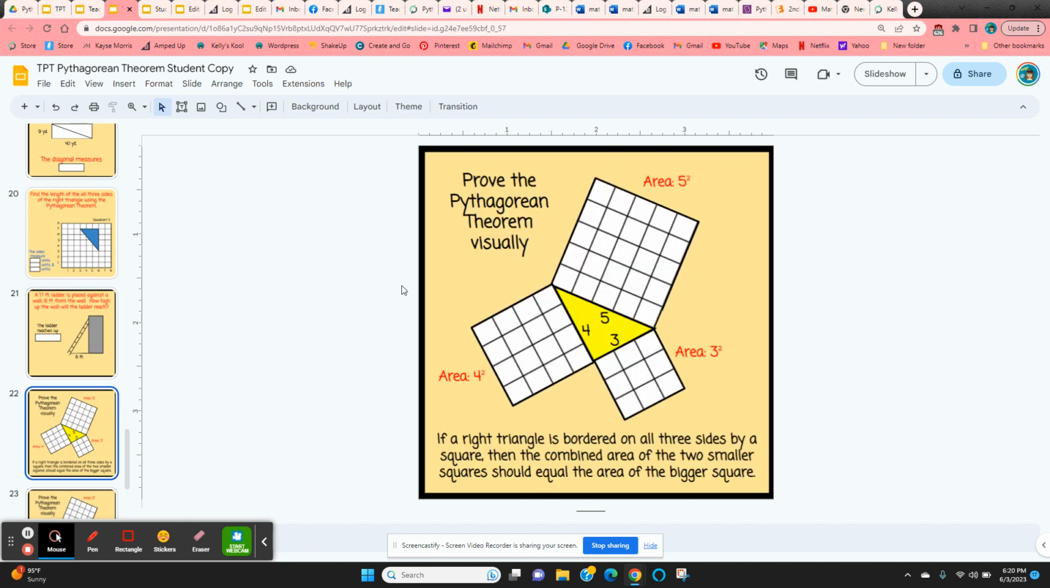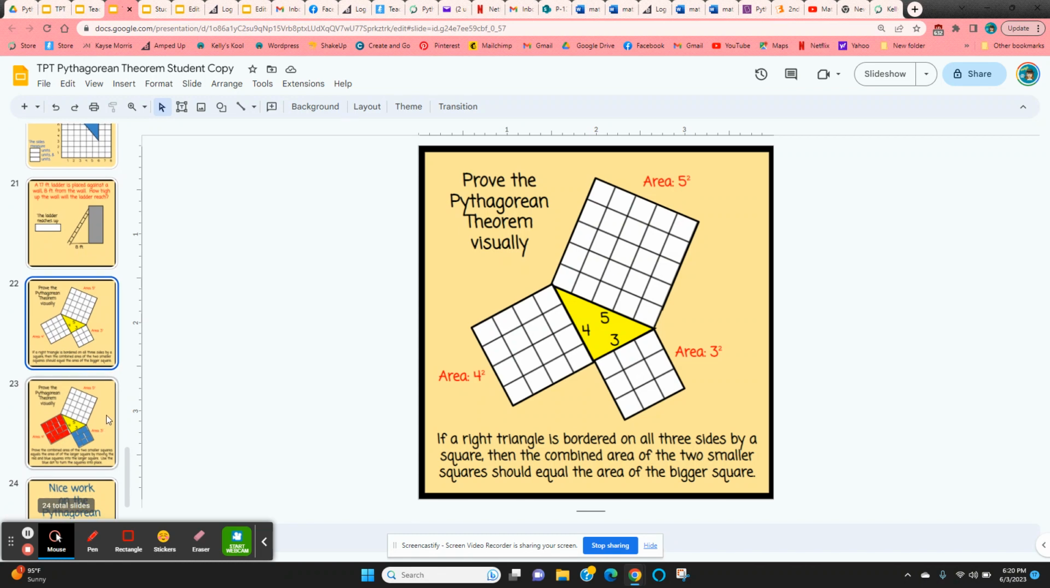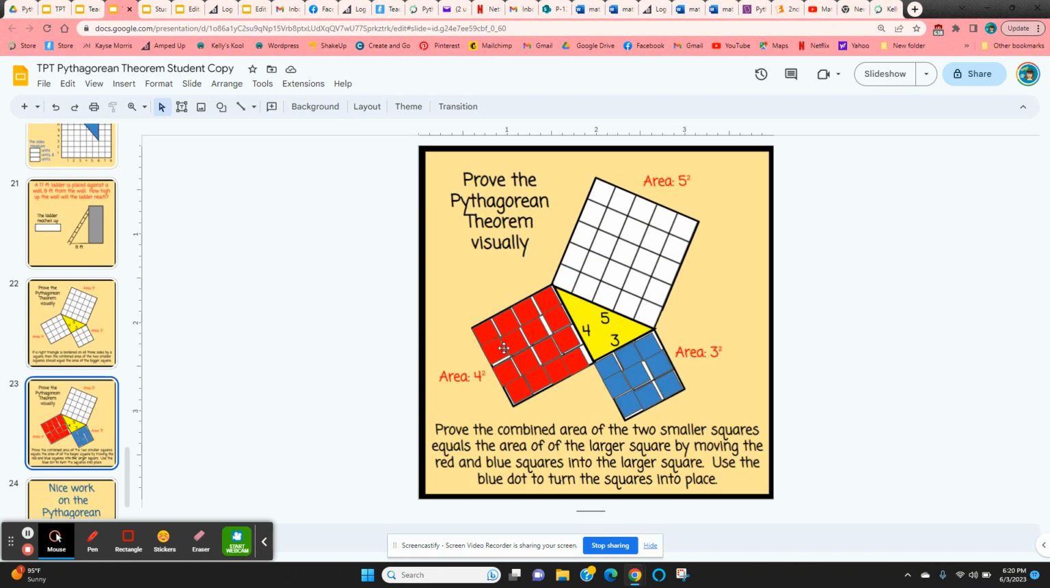And then students are going to prove the Pythagorean theorem visually. So they're going to take these two smaller sides of the triangle, and they can see that they have a square that matches each one of the sides. So the area should be the same. If this is 3, the area is going to be 9. Here we've got a 4 by 4 and a 5 by 5.